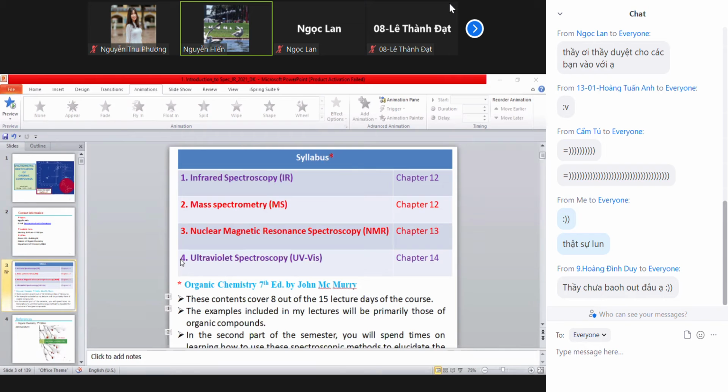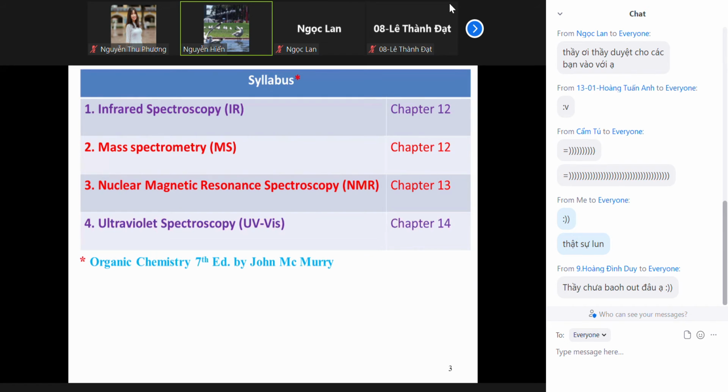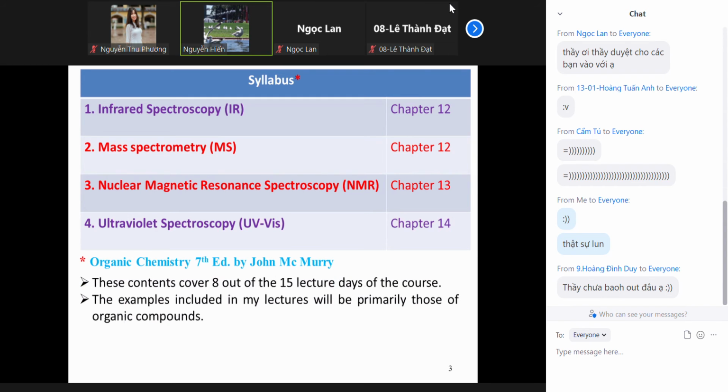Okay, so the last part will be about ultraviolet spectroscopy, UV-vis. And all of this can be found in this book. The contents cover 8 out of the 15 lecture days of the course.